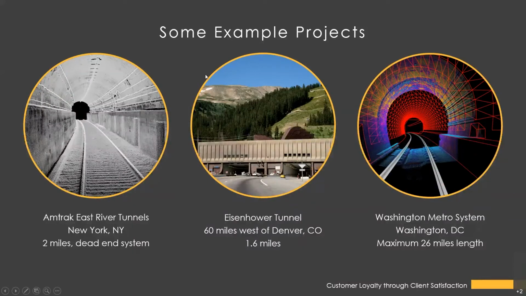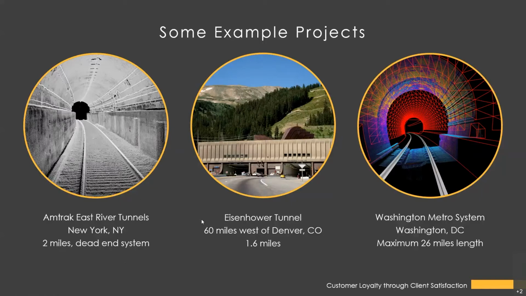We'd like to talk about some example projects, a couple of things that we've performed in the past. We've selected 3 for today. There's one here that's the Amtrak East River Tunnels in New York City. It was about 2 miles in length. Tricky because it dead ends and you have to back out. So there's no daylight on both ends of the tunnel, only on one end. So that's difficult. It's obviously rail. It's an older tunnel, and this is a good example of it.